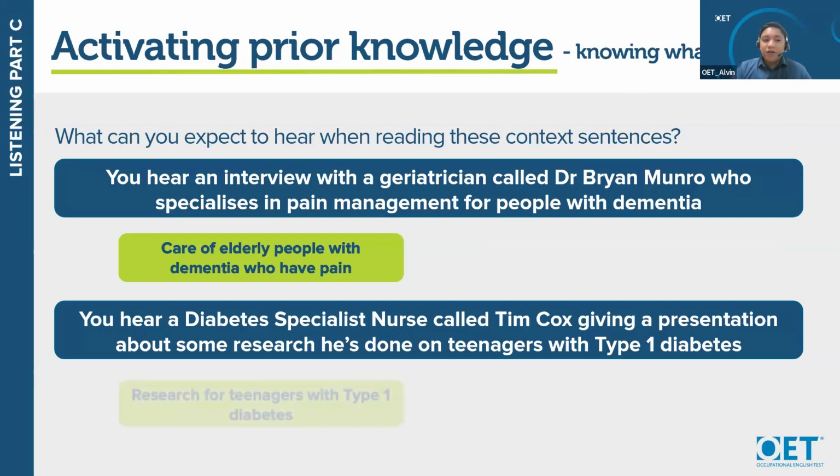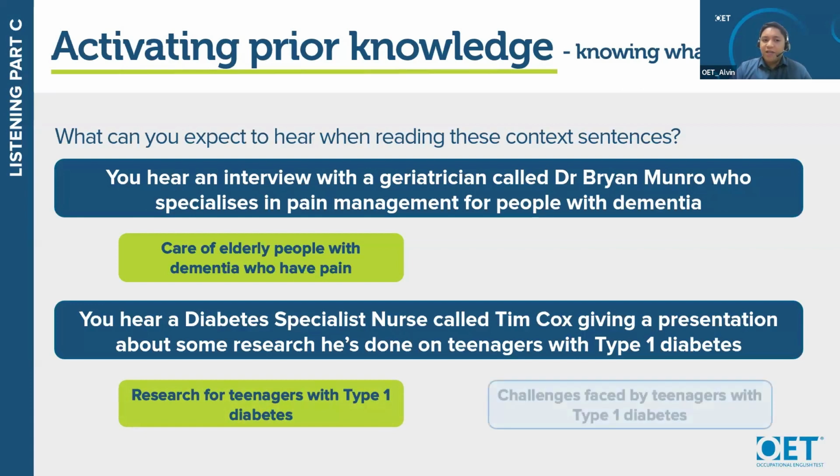Okay. So let's try the second one. You hear a diabetes specialist nurse called Tim Cox giving a presentation about some research he's done on teenagers with type 1 diabetes. So you've got the green box, research for teenagers with type 1 diabetes. What can you expect to hear when reading these context sentences? Or the blue box, challenges faced by teenagers with type 1 diabetes. What do you think? Could you write green or blue on the chat box, please? 10 seconds starts now.